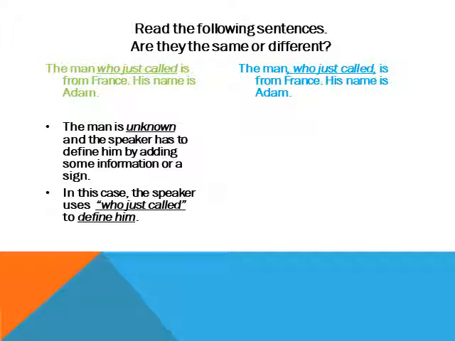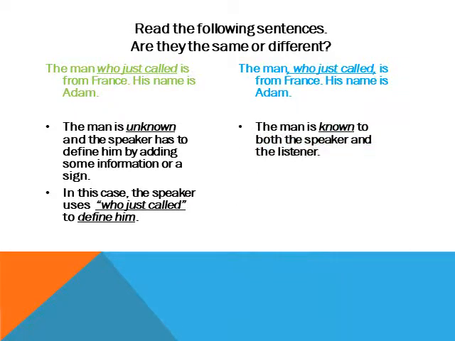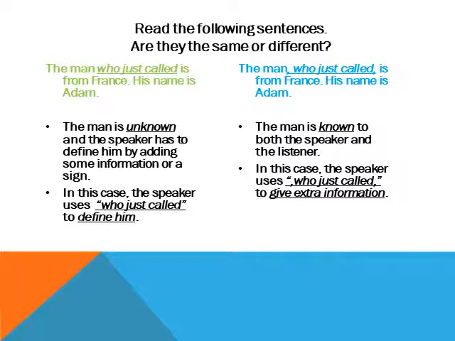In the second example, the man, who just called, is from France. His name is Adam. The man is already known to both the speaker and the listener. So, the speaker uses who just called between two commas to give extra information, and this piece of extra information can be omitted because it's not necessary to define the man because he is already known.